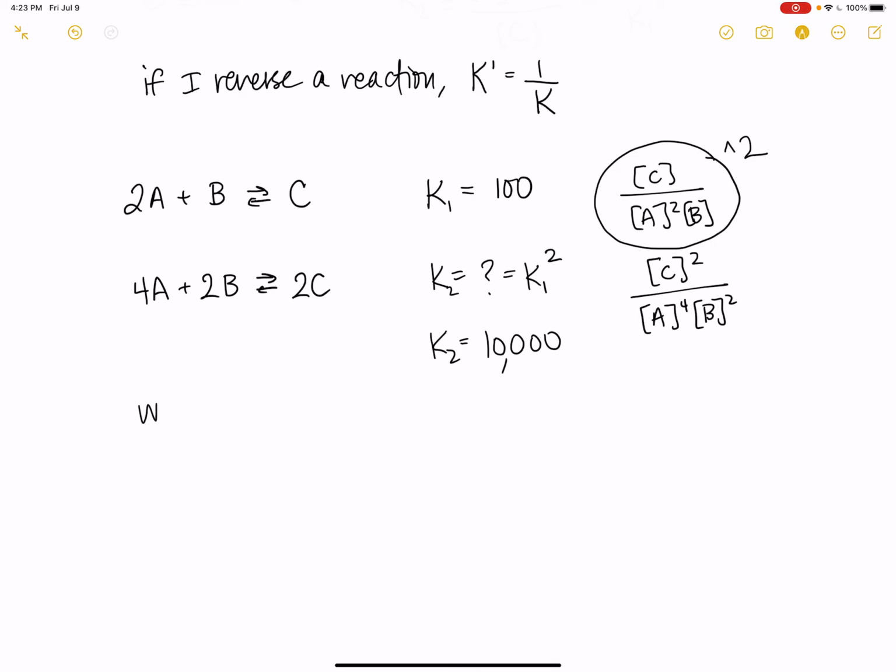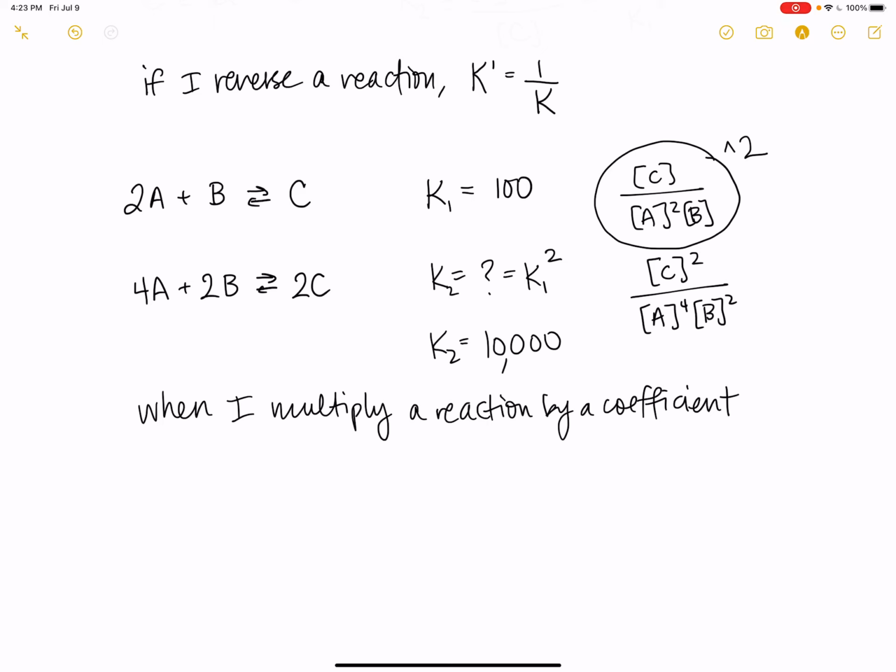So when I multiply a reaction by a coefficient, it doesn't have to be a whole number. It could be a fraction like 1/2 as well. If I multiply a reaction by a coefficient, the K is raised to that power. My new K is my original K raised to, we'll say it's X, the X power, okay? That's the second thing that you need to know.